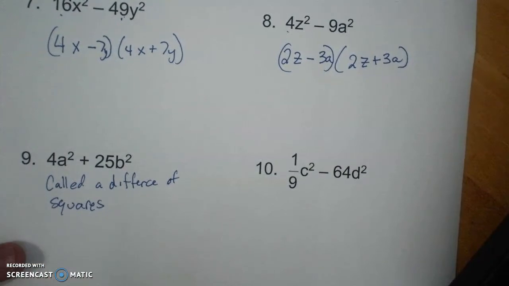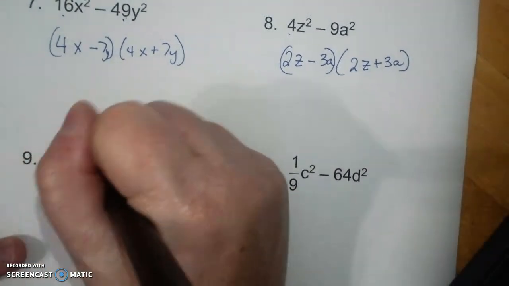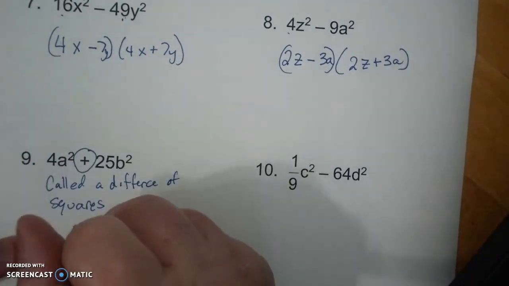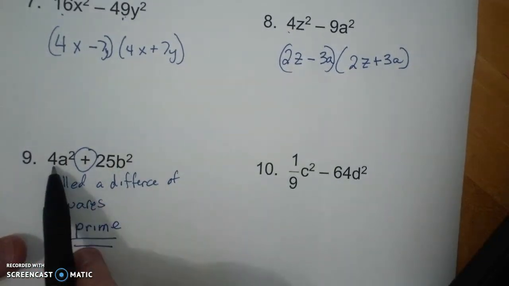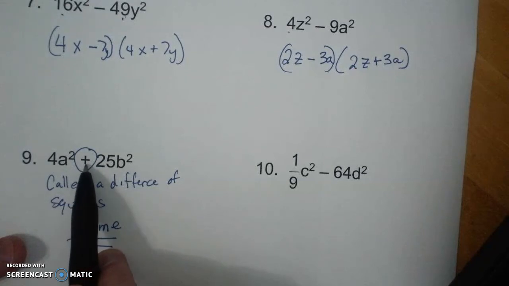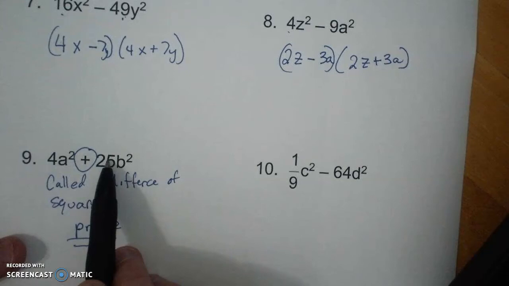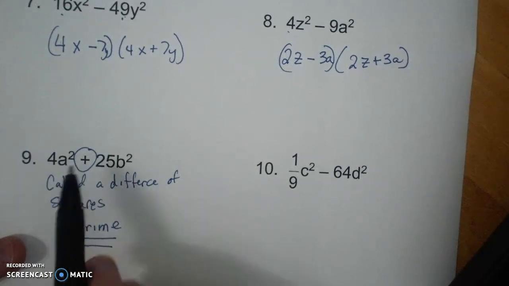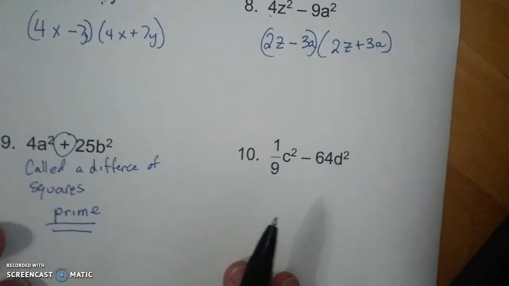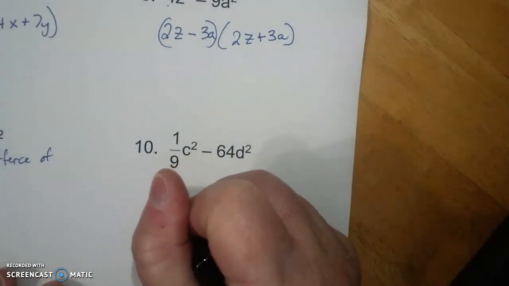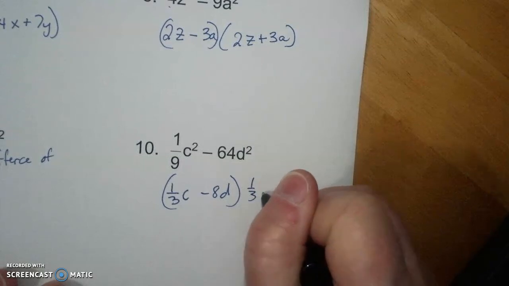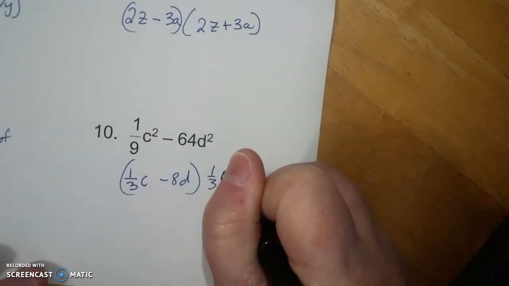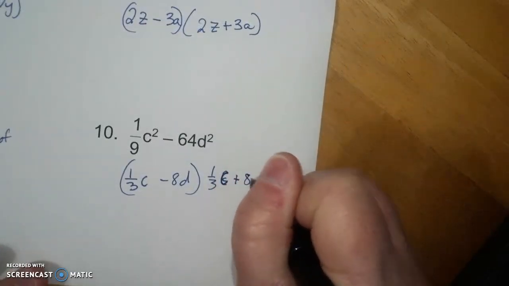Remember, this is called the difference of two squares. That's not a difference. That is prime. So, please understand that you cannot disappear a middle term when you have a positive between the two terms. So this is something, can you realize what's going on? So this is 1/3 C minus 8D and 1/3 C, get that C up there, plus 8D.